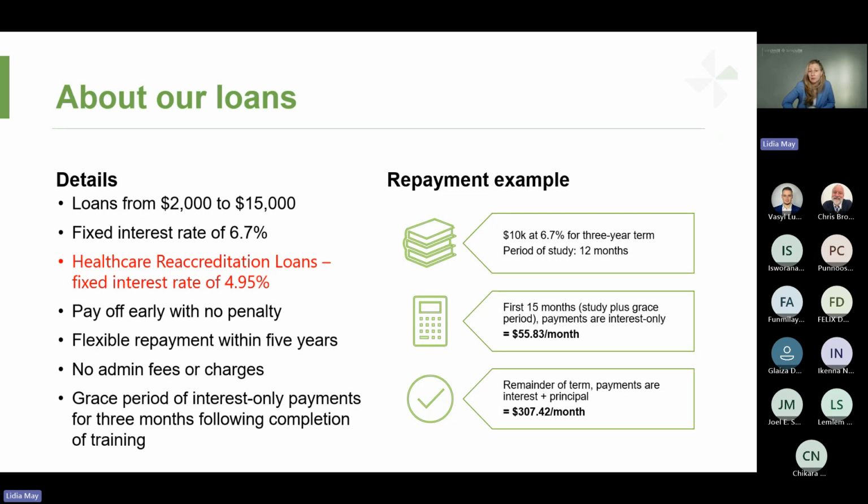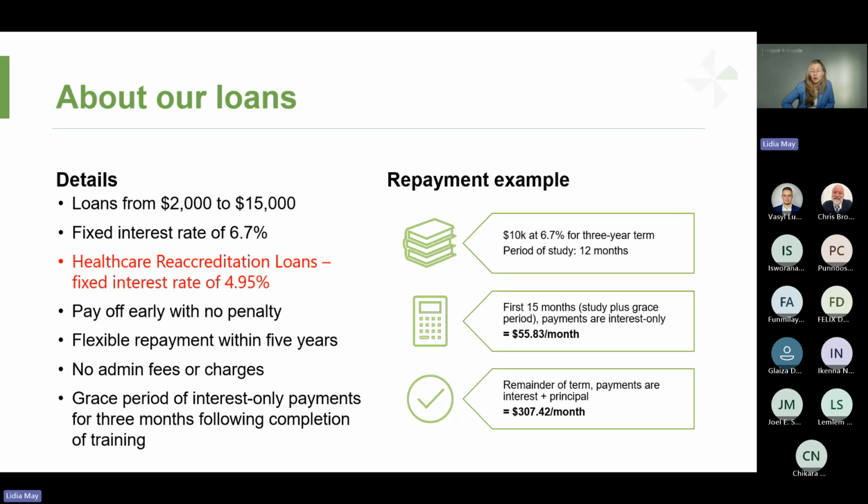And the penalty sometimes might be up to 20,000, like 30,000. Of course, it depends on your contract, but the penalties are quite high in Canada, so we don't do that. Also, we don't have any administrative fees at any time.